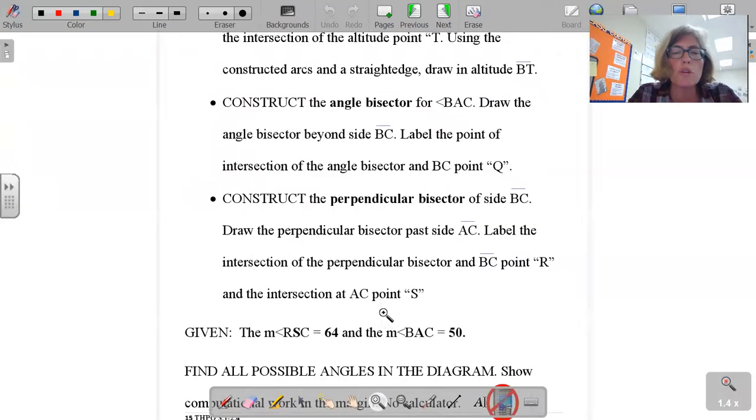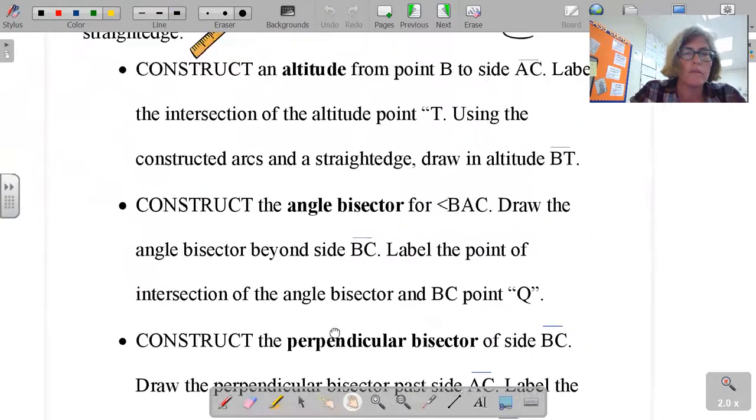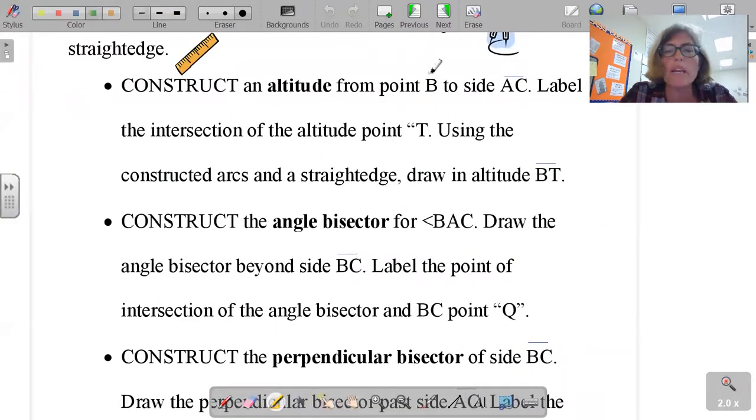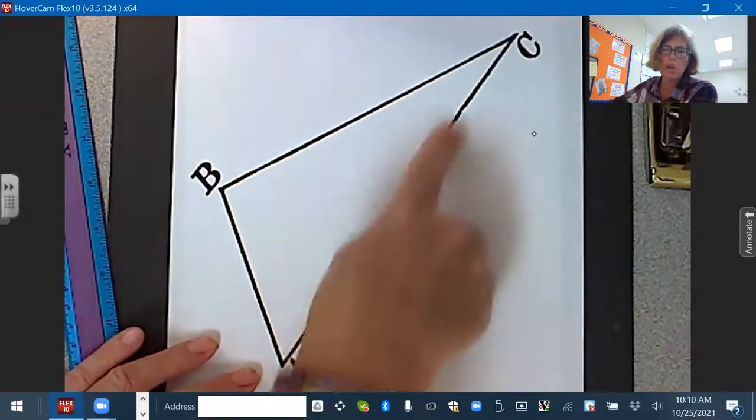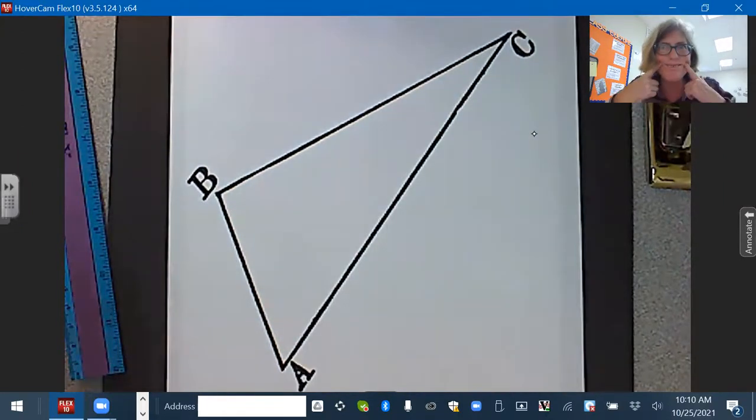We are going to construct an altitude from point B to side AC. And we're going to label that point of intersection of the altitude point T. Using the constructed arcs and a straight edge, we're going to draw in the altitude BT. So it looks like this. We're drawing an altitude from B across to side AC. This is a smiley, dimple, dimple. Smiley, dimple, dimple. Looks like so.